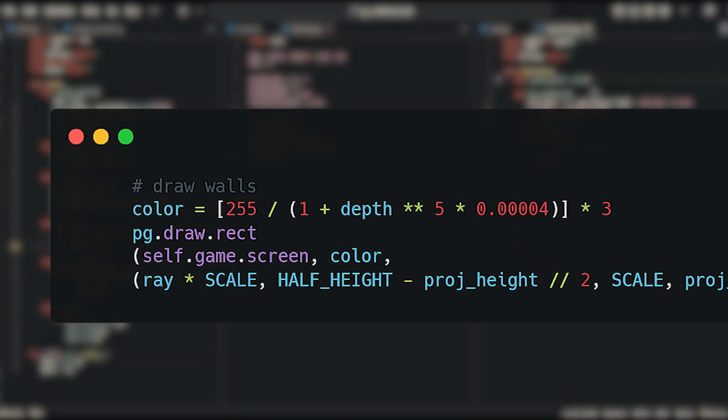Alright, this is good, but we can go further by adding depth to the lighting to make it look a bit more realistic. An easy way to do this would be to use the depth of the ray and change the shade of the wall color with respect to its value.